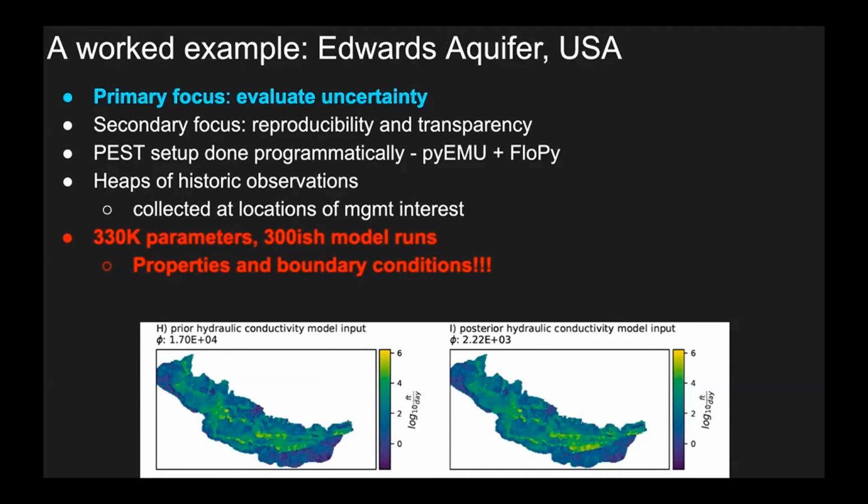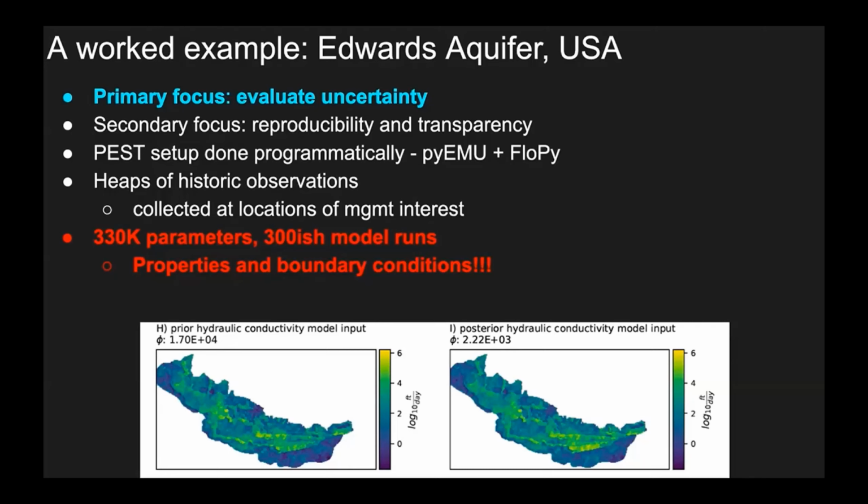As you might imagine, in a high-profile system that's highly managed like the Edwards Aquifer, there's a lot of historic observations. And in fact, some of those observations have been collected at the locations of management interest, giving us what we expect to be a blended subspace dependence.